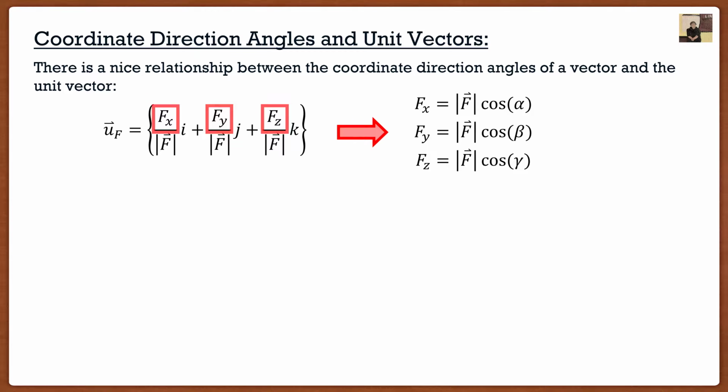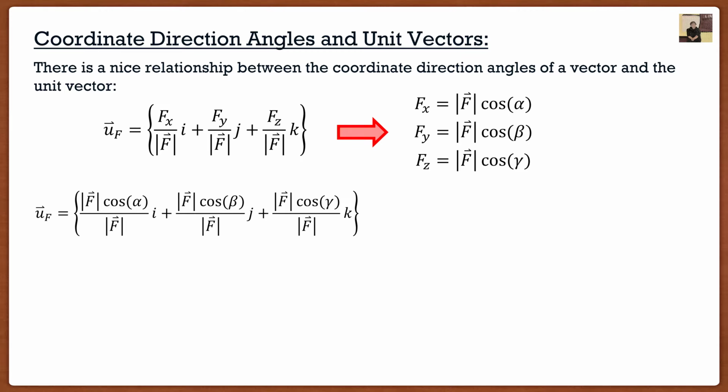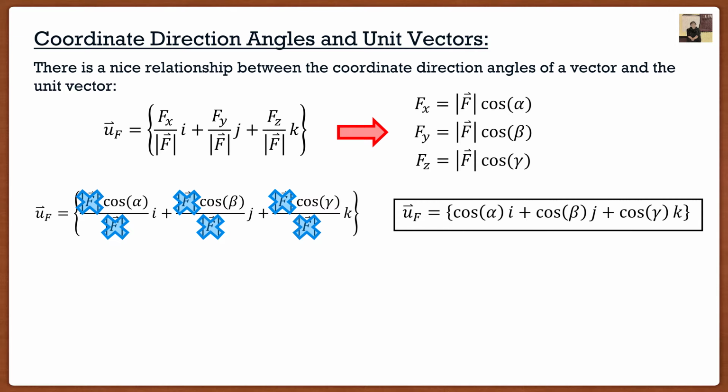So if I take those identities from coordinate direction angles and substitute them into the unit vector formula, I get the following. Now it's nice here because I'm seeing a lot of magnitudes of F on the top and the bottom, so I can actually cancel those all out. If I'm taking something and dividing it by the same thing, of course it cancels out. So this formula can be simplified into the following, where the unit vector can be directly obtained just by going cosine of alpha in the i direction, cosine of beta in the j direction, and cosine of gamma in the k direction. I didn't need the force magnitude at all. I already know what my unit vector is going to be, which is great. So there's the first little thing.